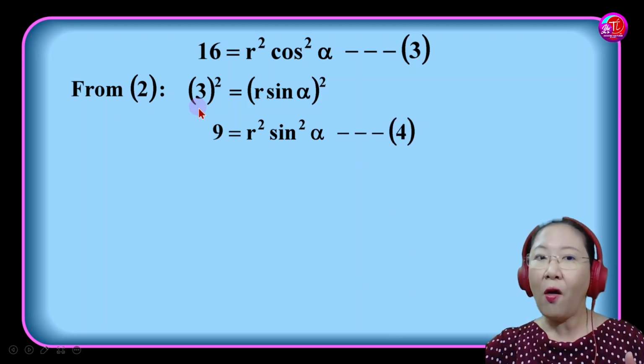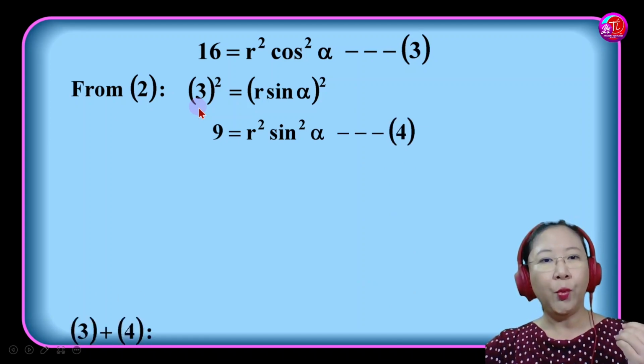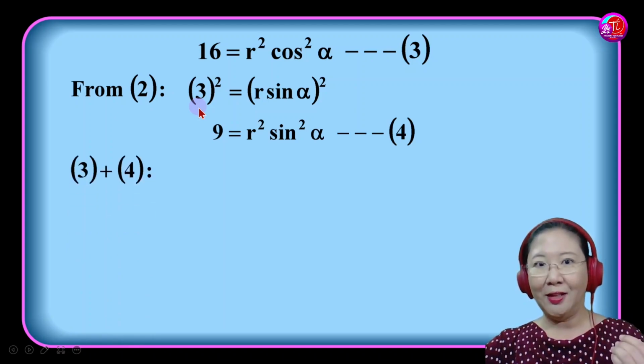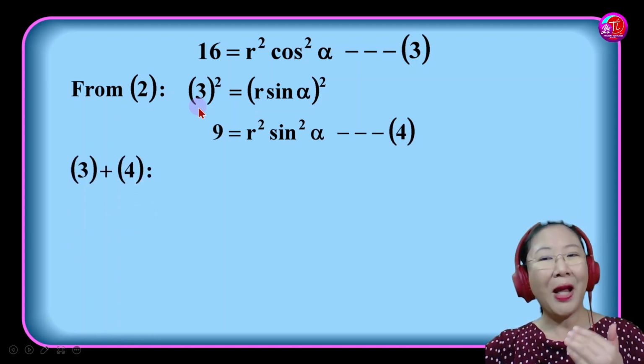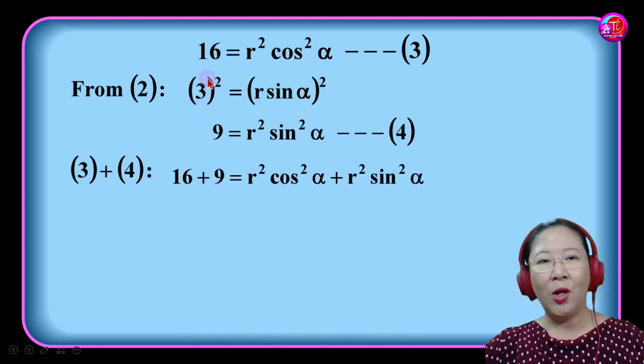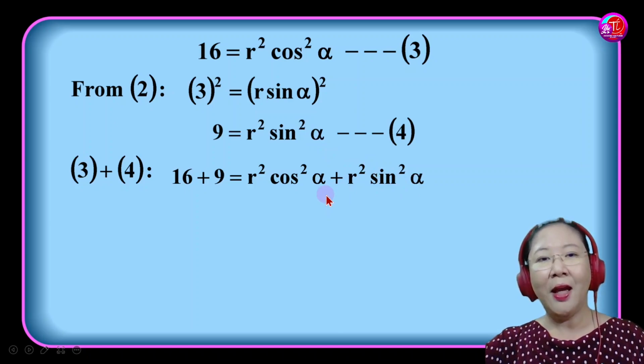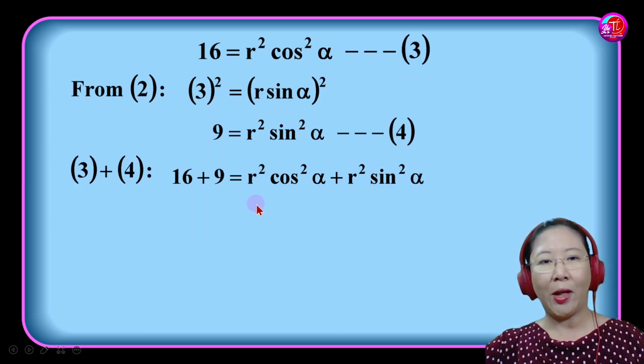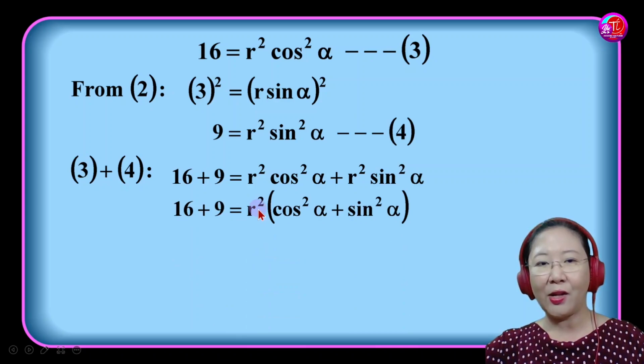Now we have all the equations ready. We are going to put them together, so equation 3 plus equation 4. And we will create something like this. We have 16 plus 9 equivalent to r squared cos squared alpha plus r squared sine squared alpha. So we will put them together and then factorize the r squared out, and we will get something like this.